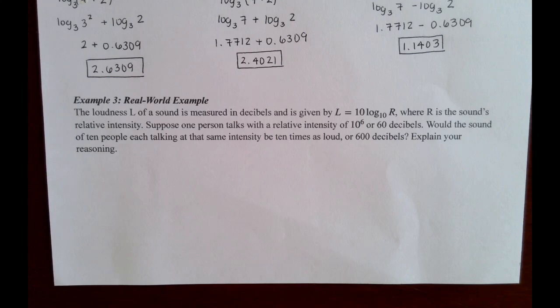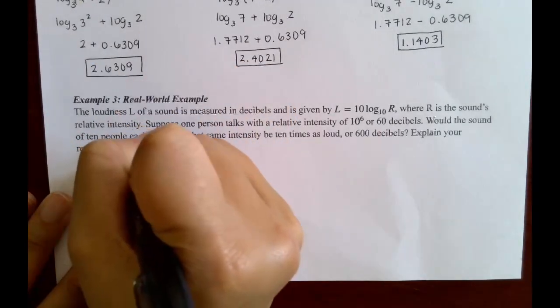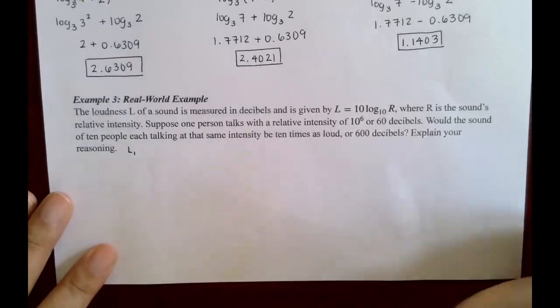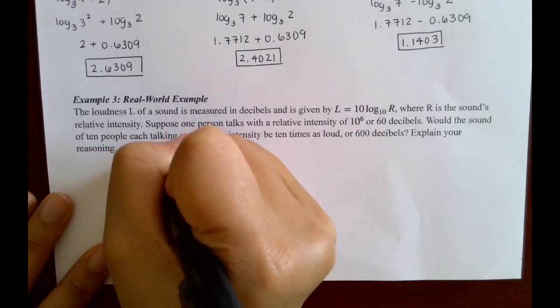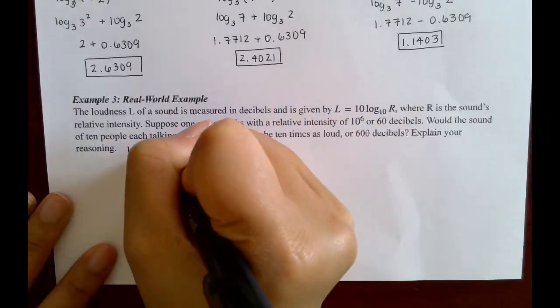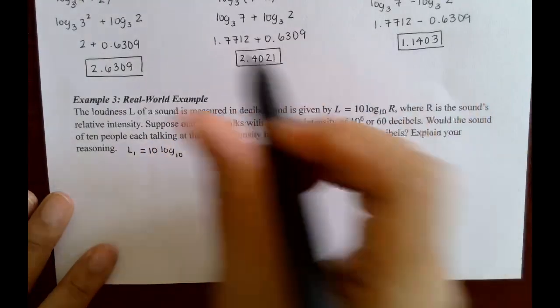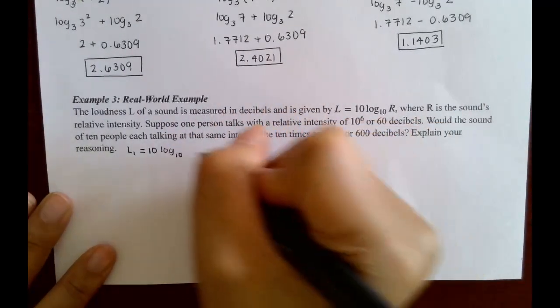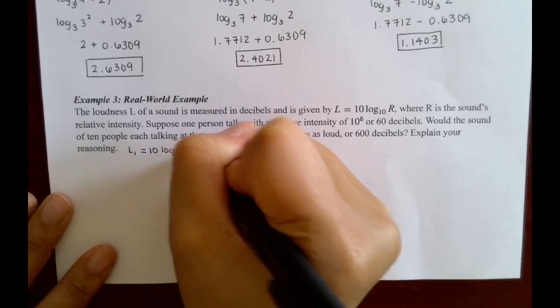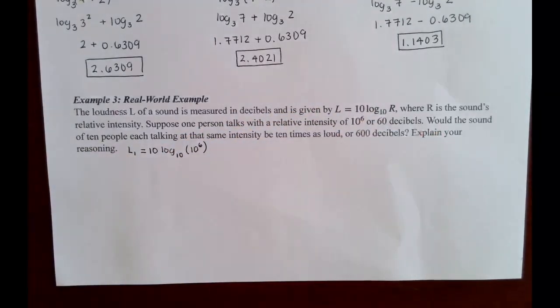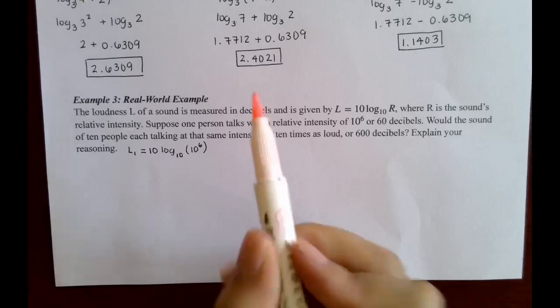So here, what we're going to do is let L of 1 be the sound of one person talking. So L of 1 is one person talking. So this is 10 times log base 10 of 10 to the 6th, or 60. So this here came from one person talking.